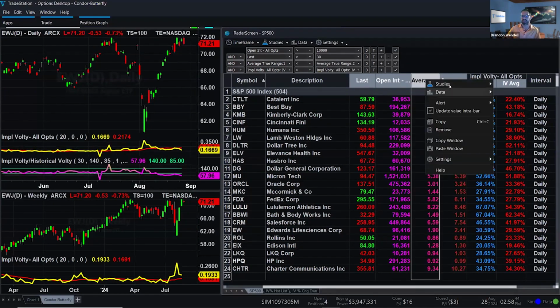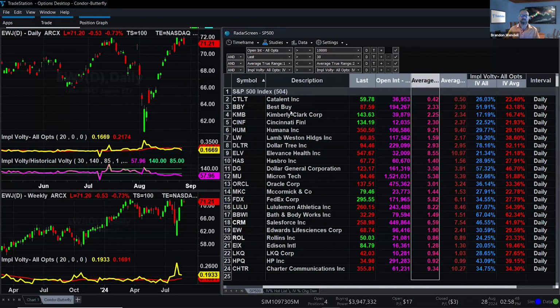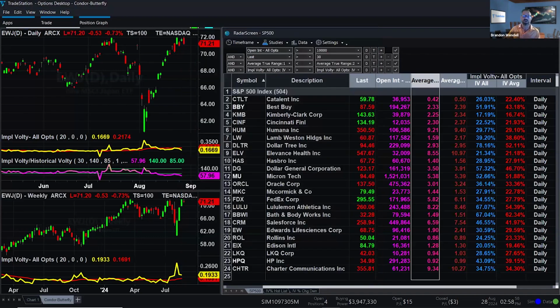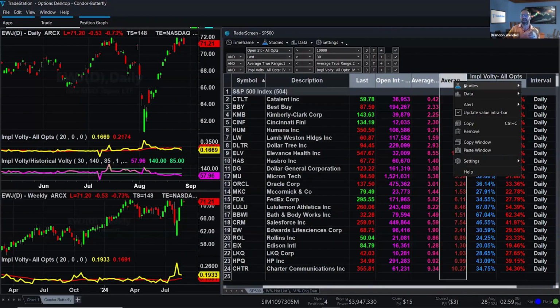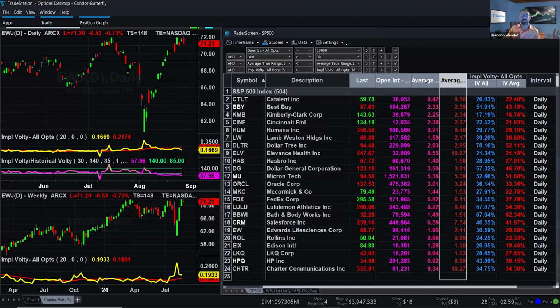If I go to studies and edit, and right now we're looking at 21 days. So the average true range for the last 21 trading days, it's basically 1 month, is lower than the average true range for the last 3 months, 63 trading days. Why would we do that? Remember, we are looking for securities that are starting to go range bound. And if the average true range or the volatility of that security is starting to tighten a little bit, we're probably trading in a bit of a range.